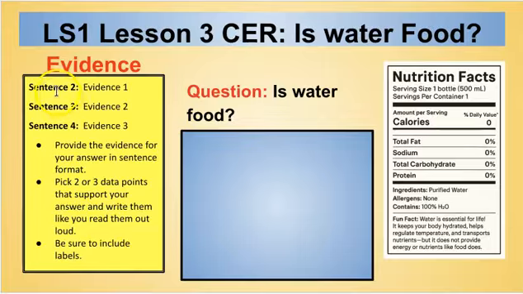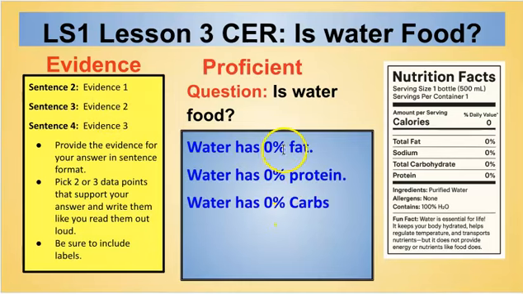evidence. Again, you should have some evidence here. You have to have evidence here, otherwise you don't get credit for it. You should have at least 2 pieces of evidence, 2 sentences, sometimes 3 if you want advanced. But this is very fluid, and I'll explain why in just a little bit. So here's a good proficient answer. Water has 0% fat, water has 0% protein, water has 0% carbs.